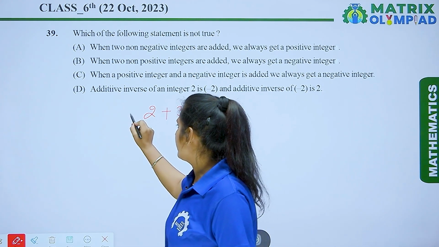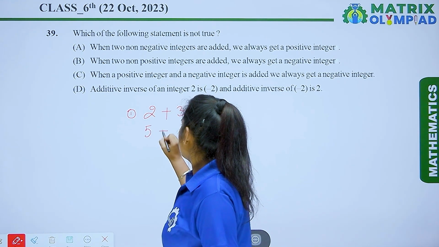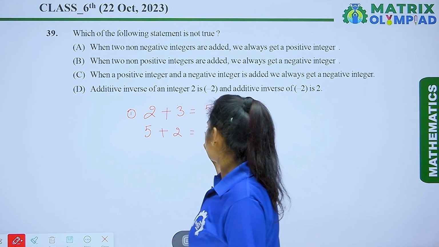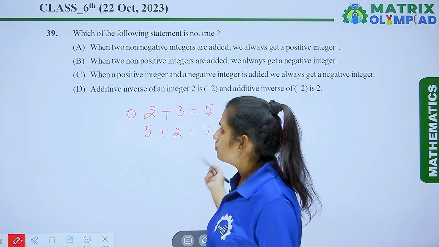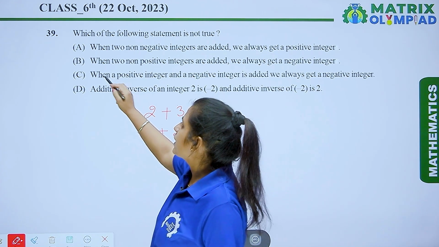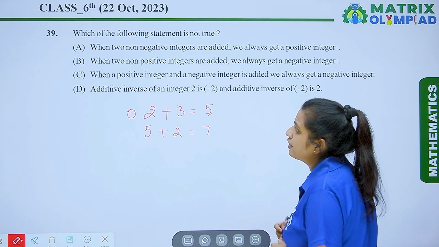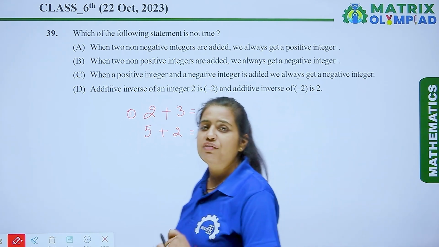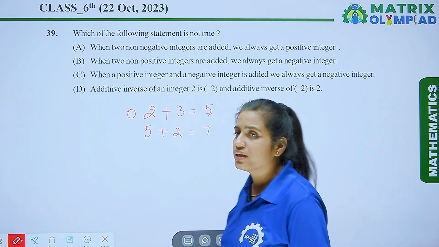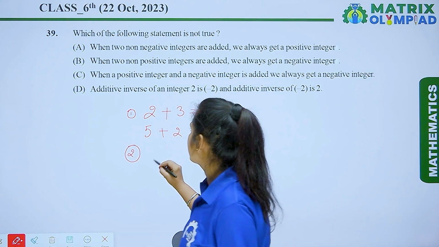Let's take another example of this statement. 5 plus 2, that is 7. So here it is clear that the first statement is true. Now the second statement. When two non-positive integers are added. Non-positive integer means both the integers are in the negative form. So let's take the example for statement second.